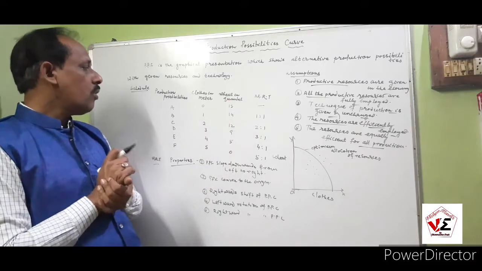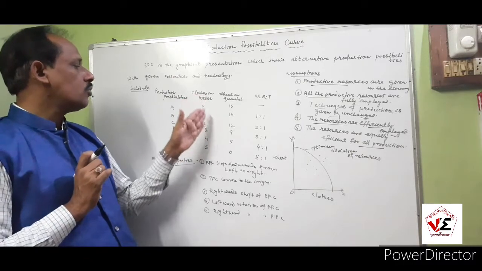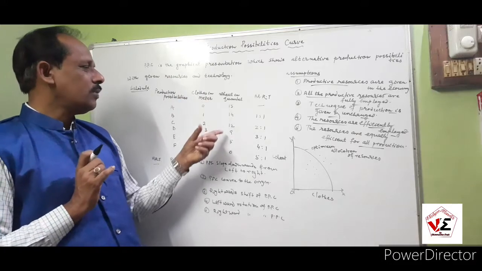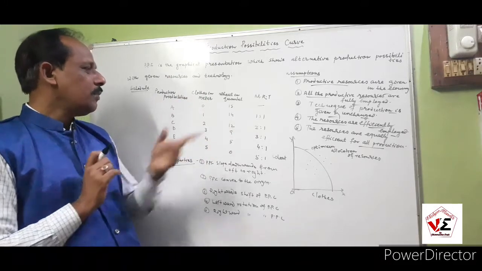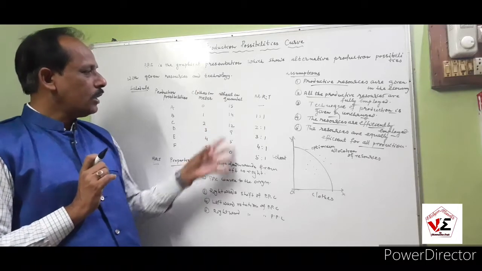So now what we observe, with the increase in the production of clothes from 1 meter to 2 meter, 3 meter, 4 meter, 5 meter, in such a manner we must reduce the production of wheat, from 15 quintal to 14, 14 to 12, 12 to 9, 5, and in this manner there you see.